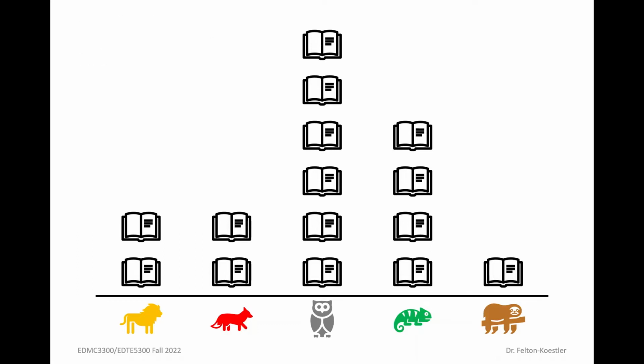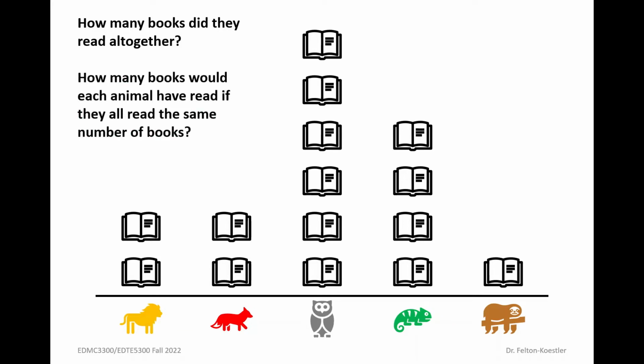All right, let's think about a couple of math questions we could ask about this situation. One is, how many books did they read altogether? And the second is, assuming they still read the same total number of books, how many books would each animal have read if they all read the same number of books? I want you to see if you can come up with two different strategies for each of those prompts. So go ahead and pause the video, and once you're ready and you've worked it out yourself, I'll share how I thought about these problems.